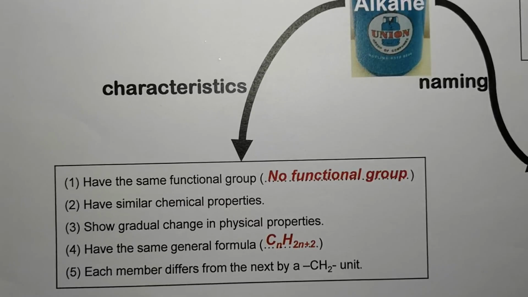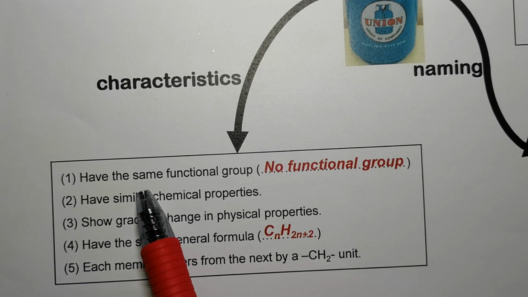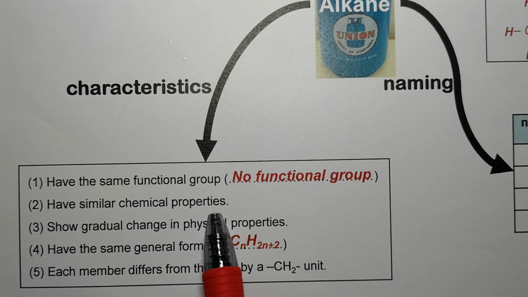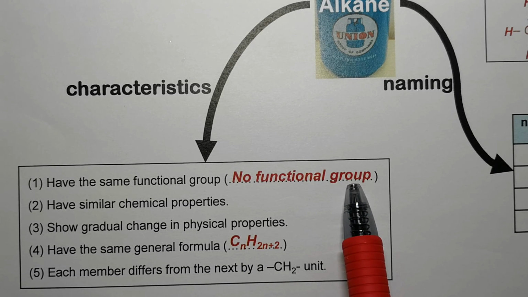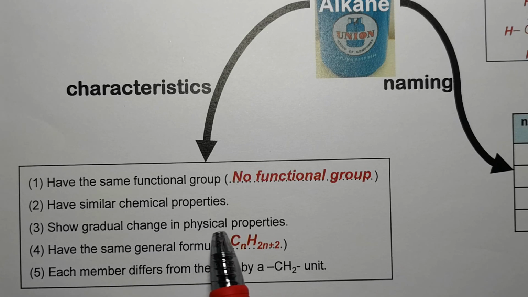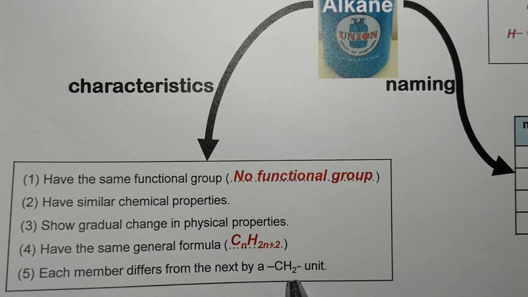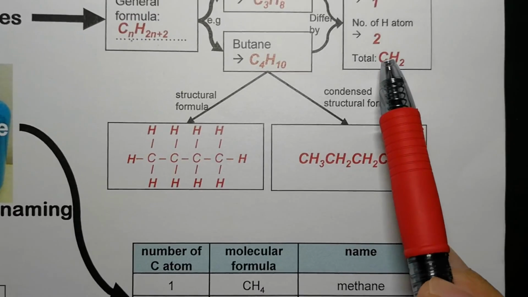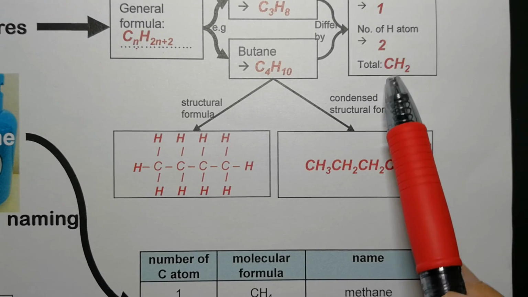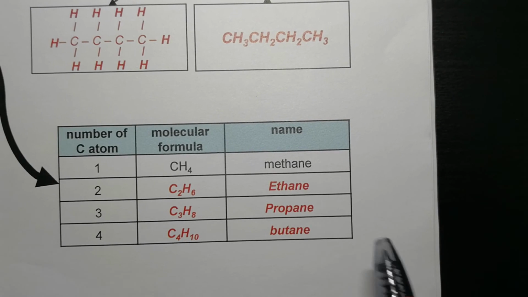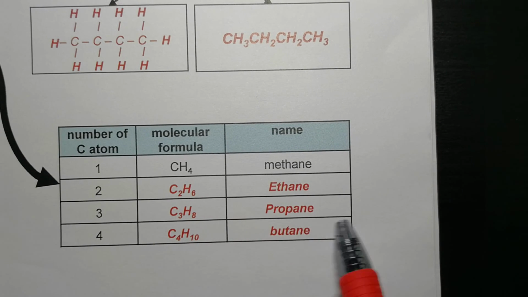Now, the characteristics of alkanes. Alkanes don't have any functional group. They have similar chemical properties, and show gradual change in physical properties. This one we'll look at in the 3rd page. They have the same general formula, CnH2n+2, and each member differs from the next by a CH2 unit. So this is basically what I meant by here. Each member differs from the next by a CH2 unit. So you have methane, ethane, propane, butane over here.